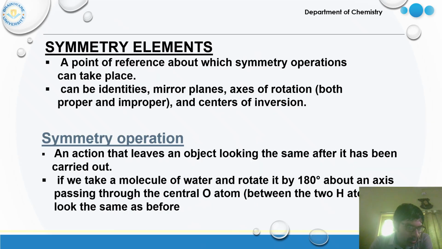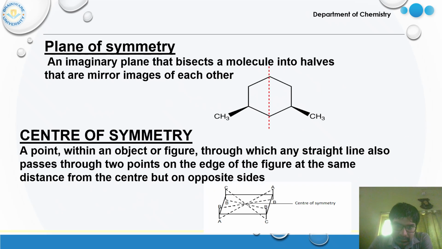Now we are proceeding to the symmetry elements. Symmetry elements can be simple axis of symmetry, plane of symmetry, center of symmetry, and alternating axis of symmetry. So we are proceeding to the definition. Plane of symmetry: here a complicated example is given, but we are taking a very simple example.